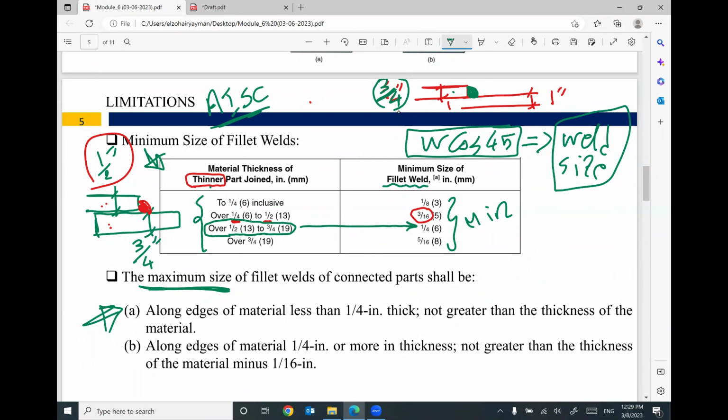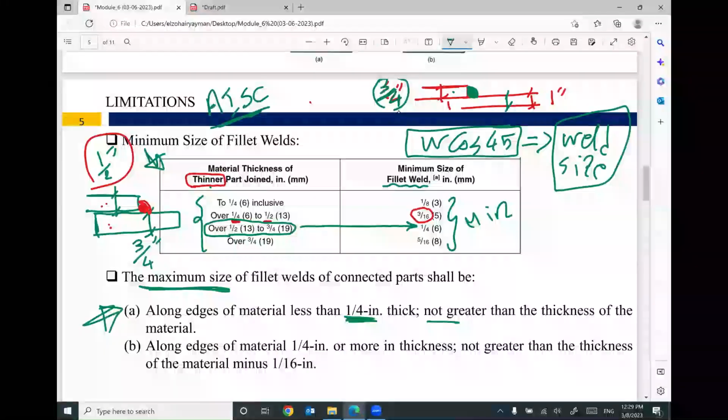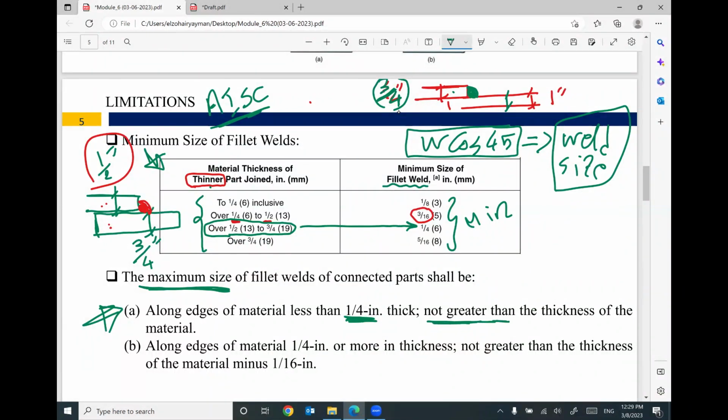Along edges of material less than 1/4 inch, if the thickness of these plates is less than 1/4 inch, make sure your welding size is not greater than the thickness of the material. You cannot assume your welding size something greater than the thickness of the thinner plate.